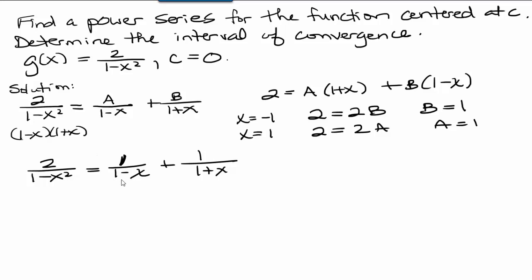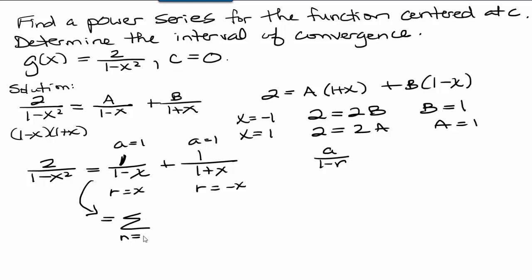I'm going to write each of them as a power series. So how do I do that? Well, remember, we're always trying to match this up to a over 1 minus r, so we can use a geometric series. For the first function, 1 over 1 minus x, we would need r to just be x. For the second function, though, this would be 1 minus negative x, so r would actually be equal to negative x. So our power series representations of these two would be the sum. A is 1, by the way, in both cases.